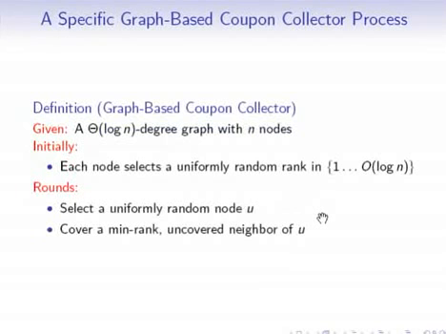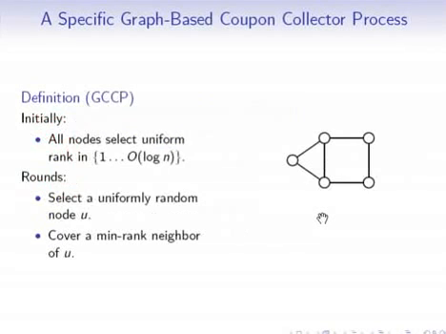In this instantiation, originally we're given a theta log n degree graph with n nodes. And at the beginning of the process, each node selects a uniformly random rank between 1 and log n. Then we proceed in rounds, where in each round we select a uniformly random node from the graph u, and then we cover a minimum rank uncovered neighbor of the selected node. So let's go through an example of this just to make sure that everybody understands.